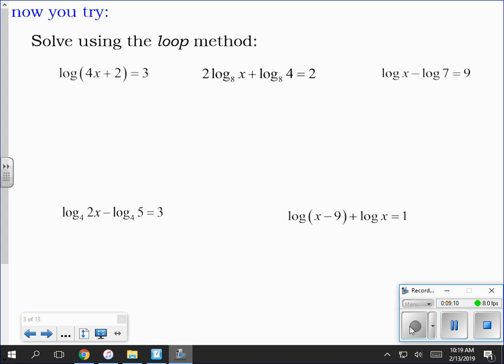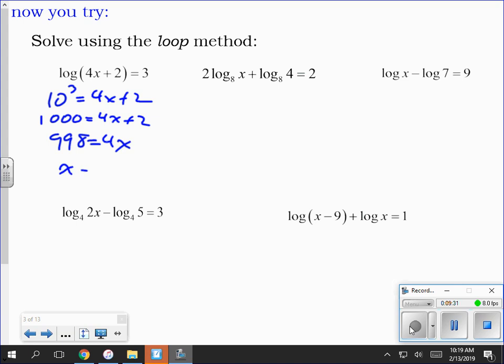So on the first one, it's log base 10. So I have 10 cubed equals 4x plus 2. 1,000 equals 4x plus 2. Subtract 2. 998 equals 4x. Divide by 4. X equals, does not go in evenly. 249 and a half.